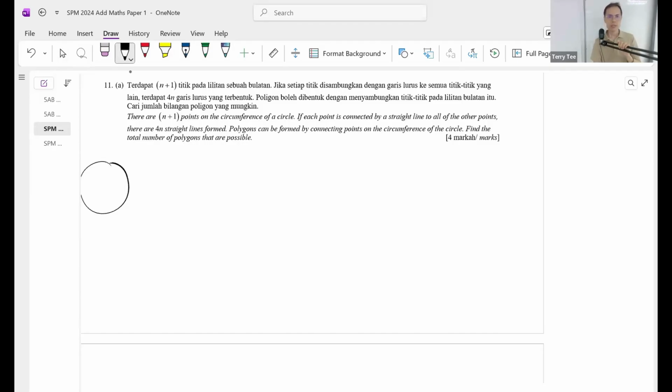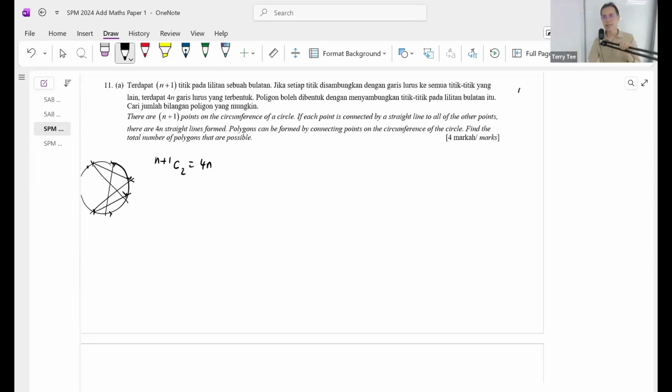Okay, so first of all, you have a number of points. We don't know how many points there are, but when we join together, any 2 points you join together, you form a straight line. Whichever 2 points you want to join. The question is, how many straight lines? When you take n plus 1, you choose any 2 points. There are 4n straight lines that you can form. Remember, for a straight line, we only need 2 points.